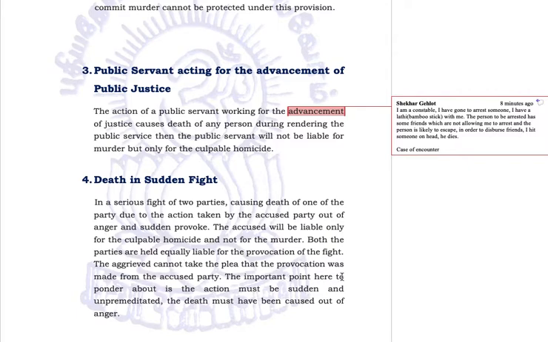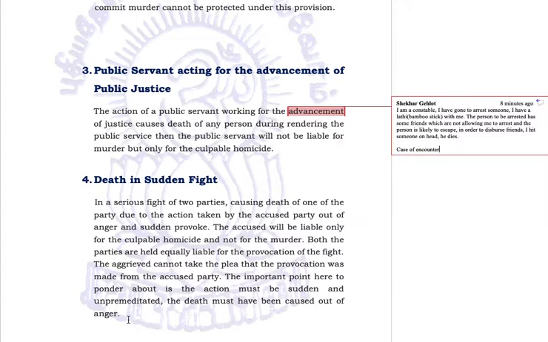The important point here to ponder about is the action must be sudden and unpremeditated. Okay, the death must have been caused out of anger. The main point is that it should be sudden. It should be a sudden fight. Okay, it should not be a planned fight. Like, you two go start fighting, then they will fight with us, and then I will kill him. Okay, and then I will claim the exception.